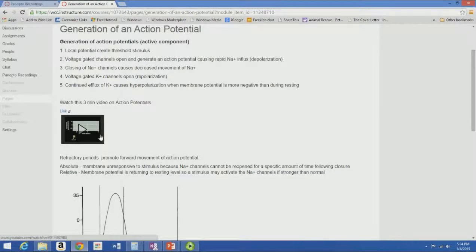So there's this great little video of action potentials that shows the graph. I love the graph. The graph really helps me think about it. So watch that 3-minute video on action potentials. It shows the opening and closing of the membrane channels, and it shows the graph of the millivolts, and you can kind of see what happens.